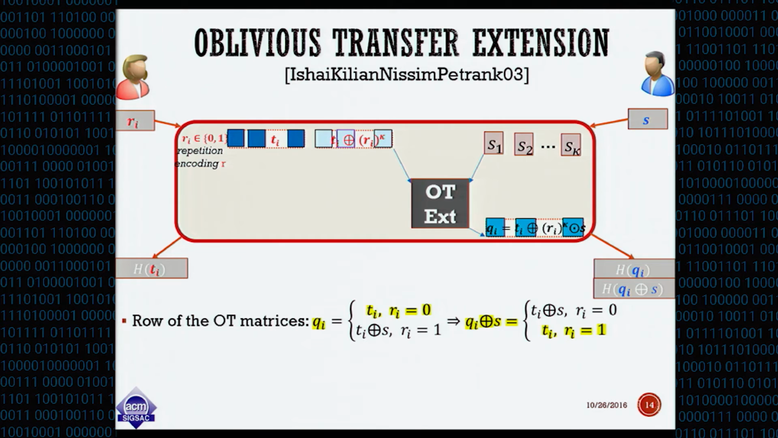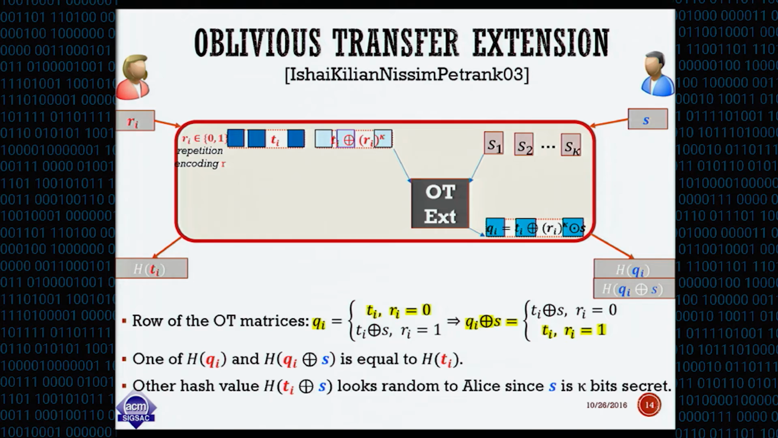So now it means that one of the hash of Qi or the hash of Qi XOR X equals Ti, and all the values look random to Alex. So in other words, Bob has two values and Alex knows one of them.